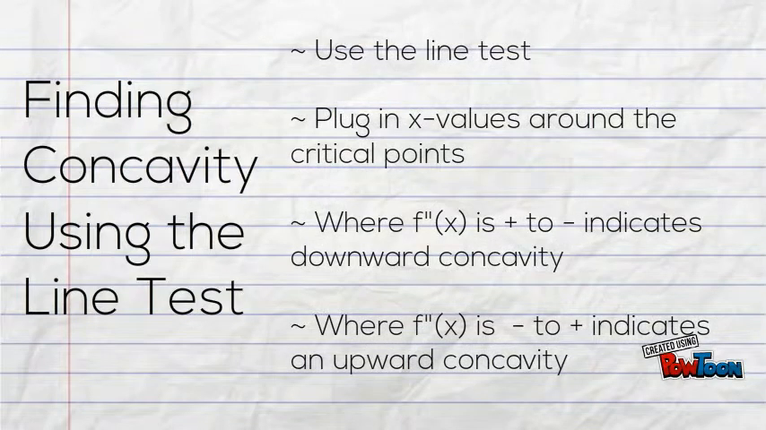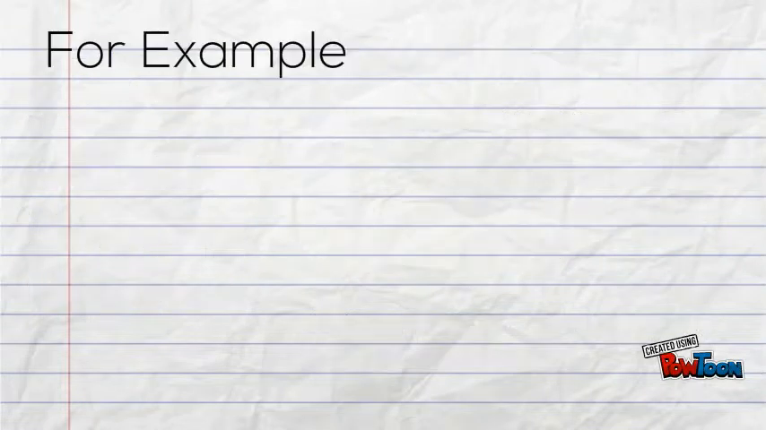But how does the line test work? Plug in values around the critical points that you found. When the second derivative changes from a positive to a negative value, this indicates downward concavity. When the value changes from a negative to positive, this is upward concavity. So let's practice with an example.